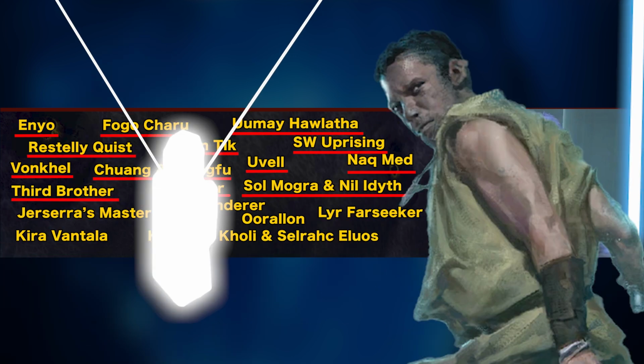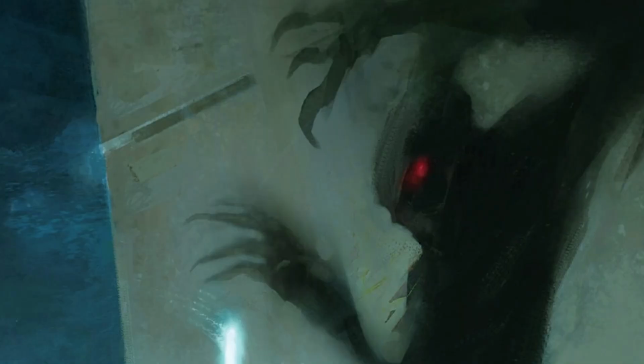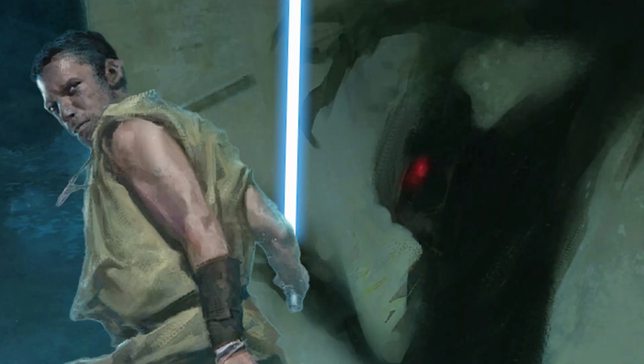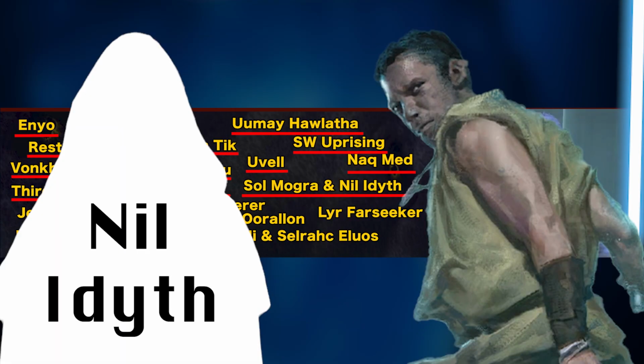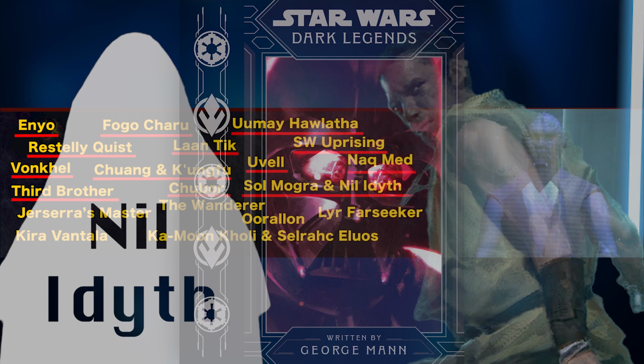Mogra was then influenced by the amulet, as his old master had been, and in the day he searched for the culprit of the killings in the Coruscant underworld, which he'd committed at night. He eventually realized that he was the culprit, and was very ashamed. He let the darkness consume him, and fled into the shadows. Sol Mogra and Nil Idith have only appeared in the short story, The Dark Mirror, in the book Dark Legends.